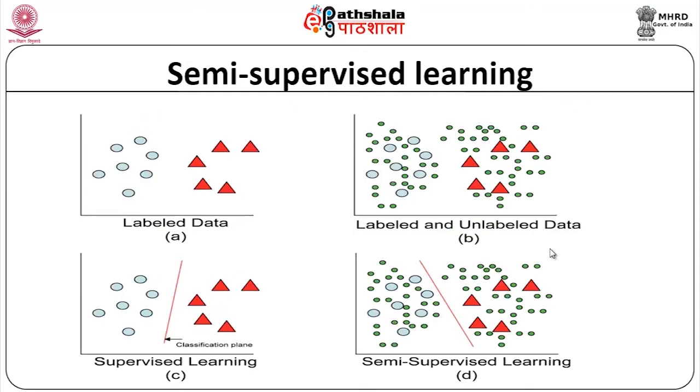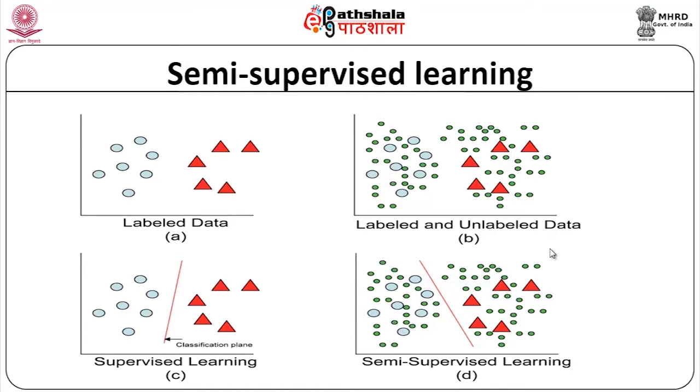Now, let us take an example. Here you have labeled data. These data points have been given. Blue is one label and red is another label. Now, you have supervised learning. The job of supervised learning is to find a boundary between the labels. So, you are trying to find a point where you can separate the two data sets. That is what you are modeling.